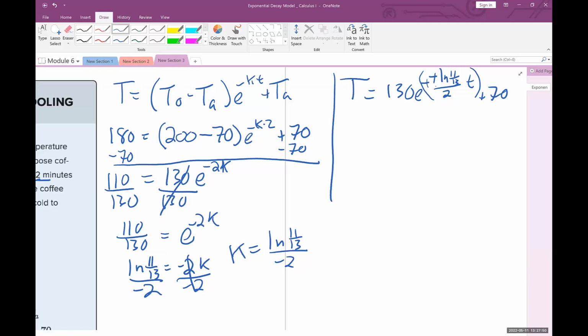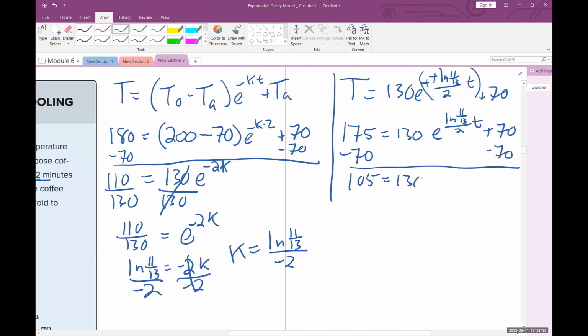Okay, so we want to know how long it takes to be 175 degrees. That was the warmest it can be. So I'm trying to solve for t, little t. What am I going to do? Good, subtract the 70. I have 105 equals 130 e to the natural log of 11 over 13, t over 2, t.